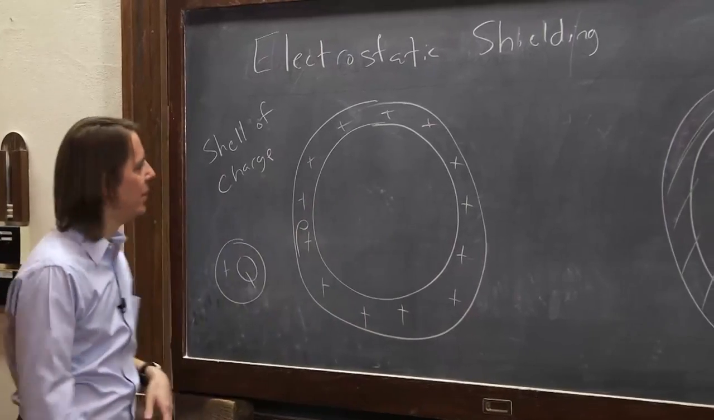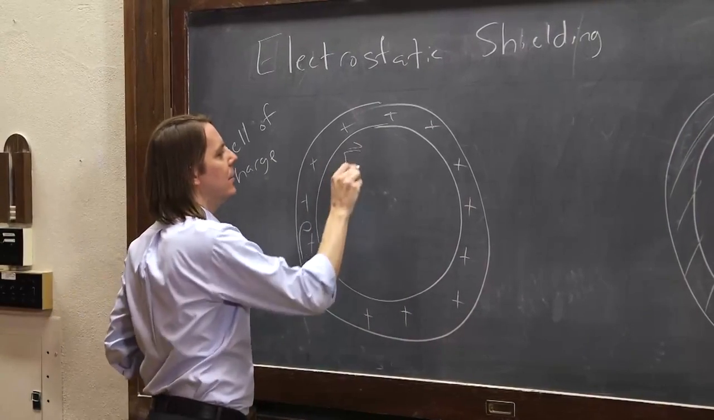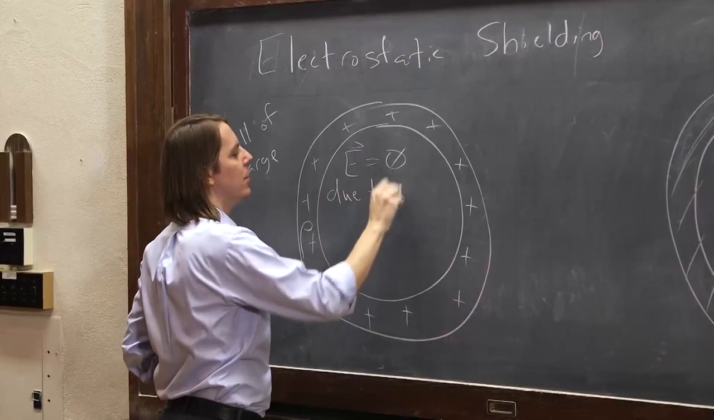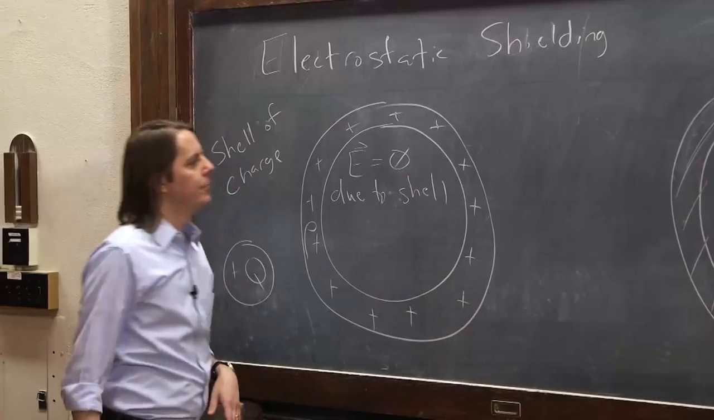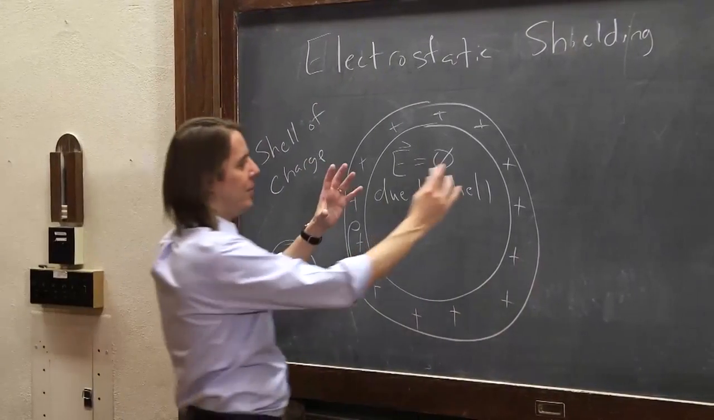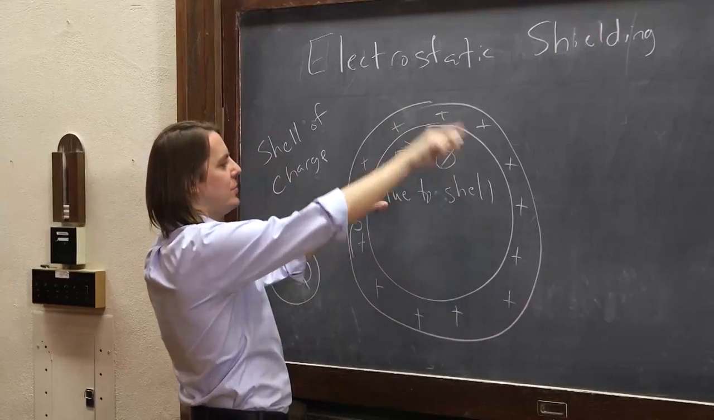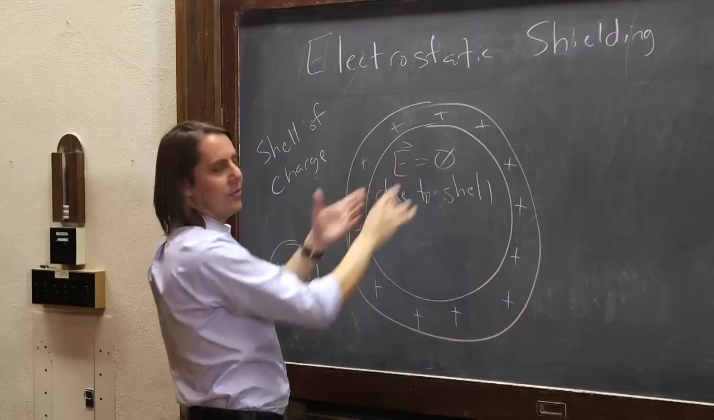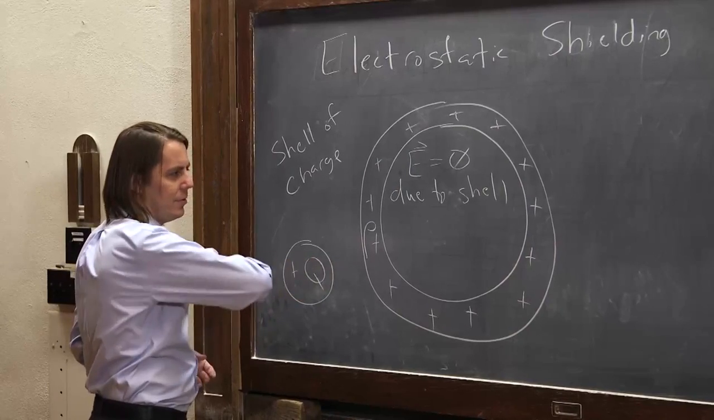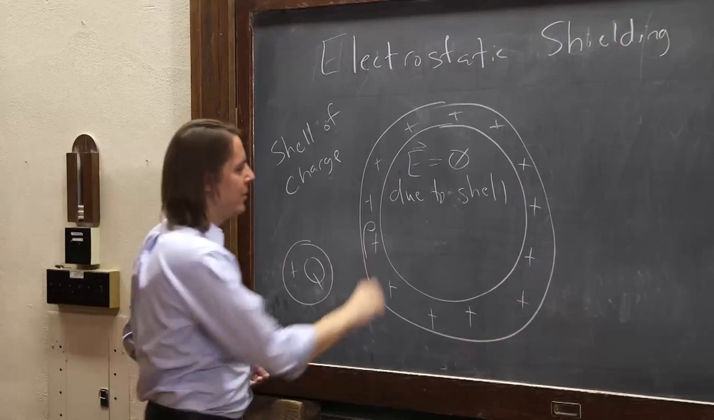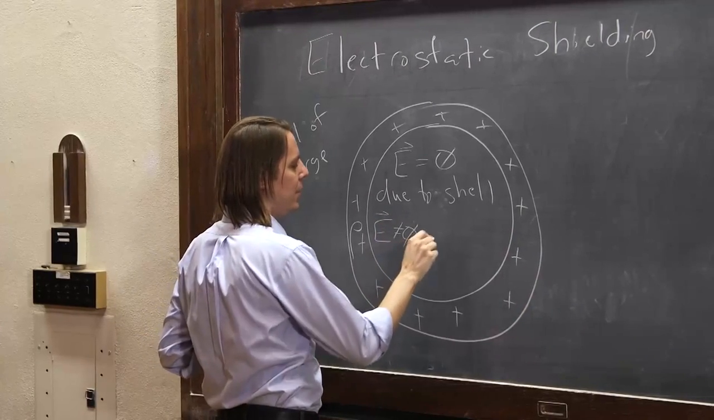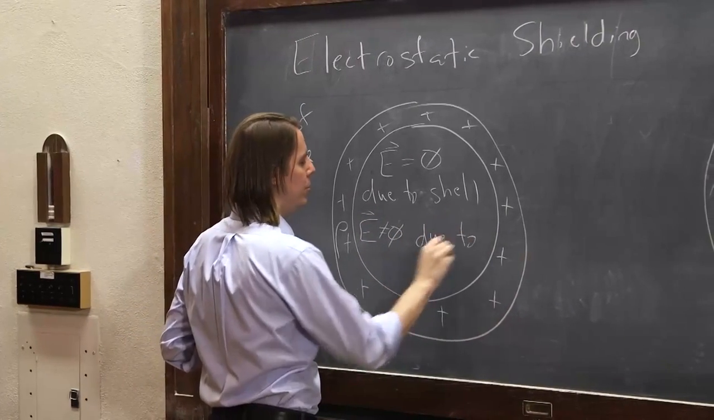What will the field be inside? Well, the electric field E will be 0 due to the shell. That's a Gauss's law problem that you'll probably do in the homework. You can show that the E field inside this thing is 0. All these charges make fields that cancel out. However, the field due to this charge will happily go in because of superposition. E inside here will not be 0 due to superposition.